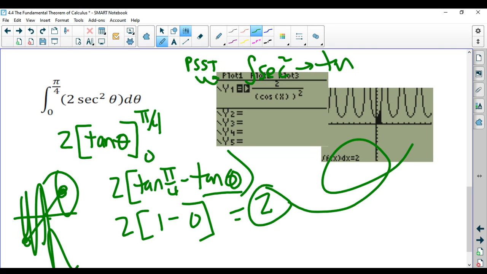So that's it. If you were good at indefinite integrals, there's not much more. This is just math. Just take the indefinite integral and plug in your limits and subtract.